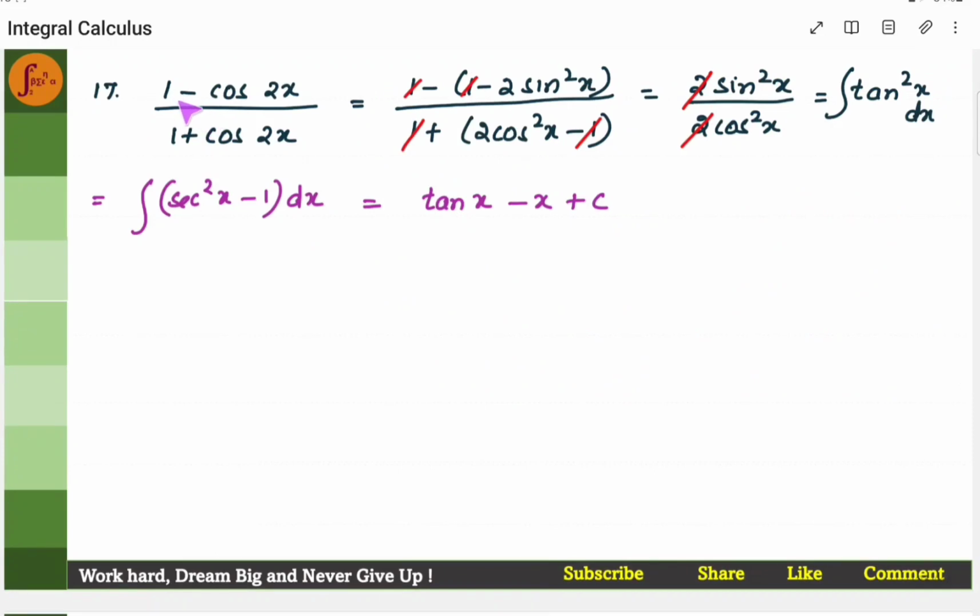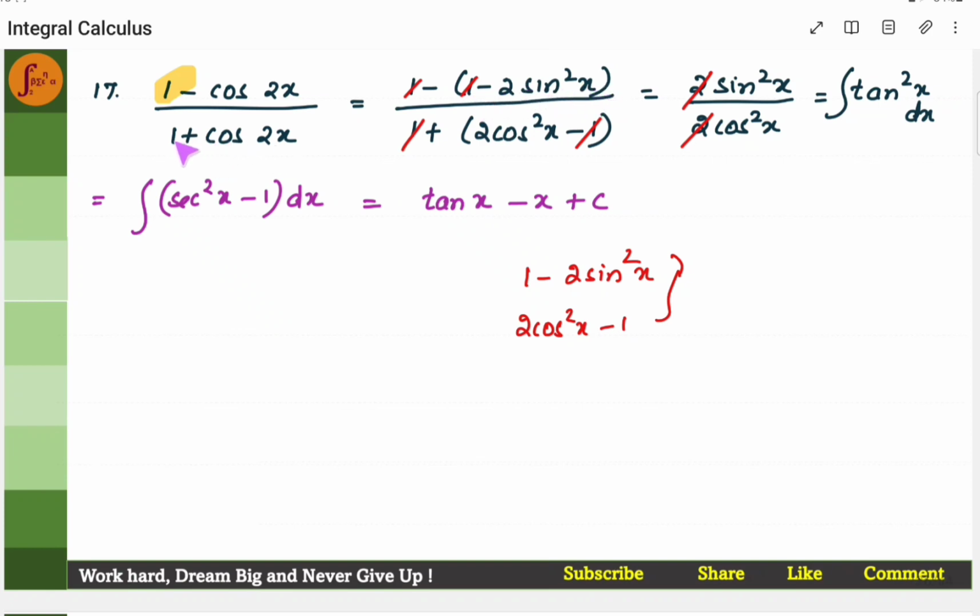Here also, similar. Here what we can do, we have cos 2x. Now, like we know, cos 2x has three formulas, right? It is 1 minus 2 sin square x and it is 2 cos square x minus 1. So let's stick to these two formulas. Now, which one of these to use? Use the one in which you can get this 1 cancelled. You should be able to cancel this 1. So if I use 1 minus 2 sin square x, here 1 and 1 will get cancelled. So that's why I have used 1 minus 2 sin square x.